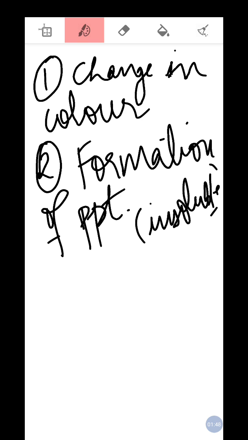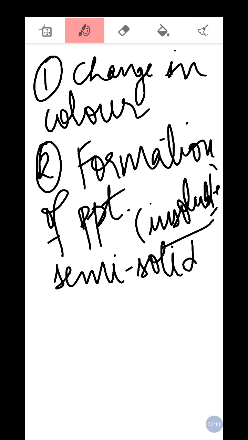You can see the precipitate either settled down after the reaction has taken place or floating on the top. It will appear as a different layer altogether. So it will not be dissolved in the solution. That is why it is an insoluble, semi-solid product, you can say. Semi-solid is also a very important characteristic of a precipitate. I'll just write here, example was barium sulfate.